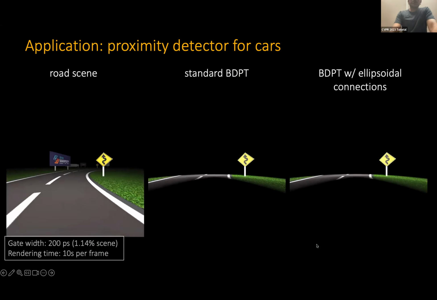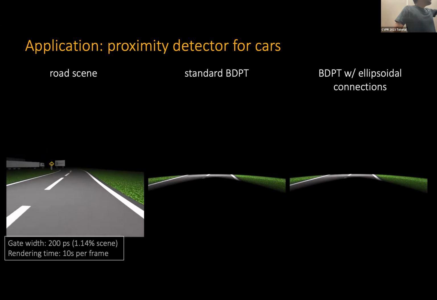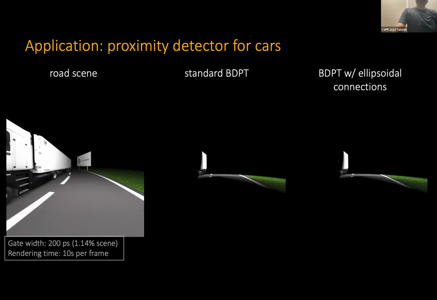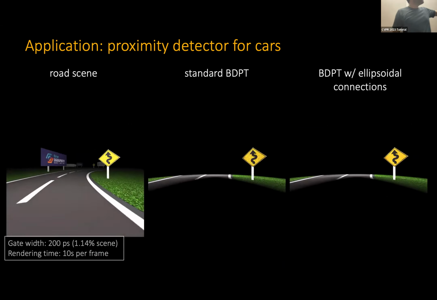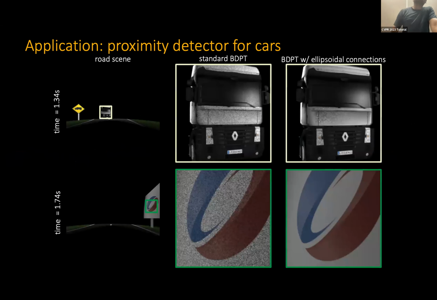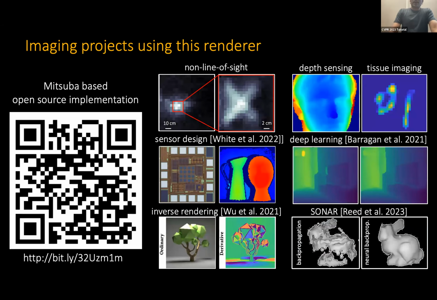What happens if I simulate a road scene where we are doing this proximity detection with standard BDPT and the BDPT with ellipsoidal connections? This is how the renderings look. It's very difficult to see the difference in the video, so I'm going to show a couple of frames. Here you can see the standard BDPT versus the BDPT with ellipsoidal connections for the same amount of rendering time. You can notice that our technique was significantly better than the previous technique. Okay, sounds good. We open sourced this time-of-flight renderer. It's on the internet if any one of you wants to play with it.